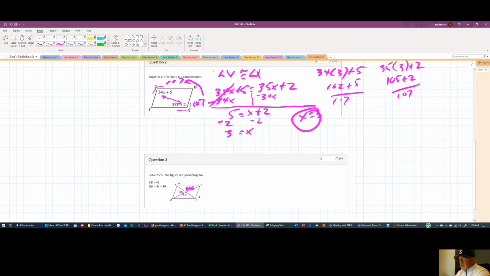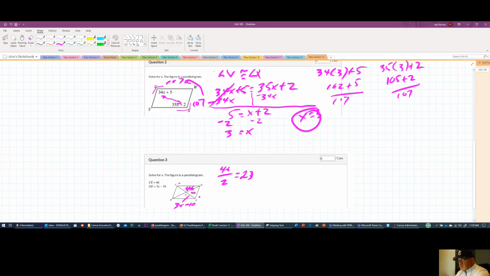And then GE, okay, which is half of it, all right, is equal to 3x minus 10. Okay, so there, 3x minus 10. So the first thing that I wanted to do here is I know that if C to E is 46, I need to find half of that. Half of 46. So I got 46 divided by 2 equals 23.